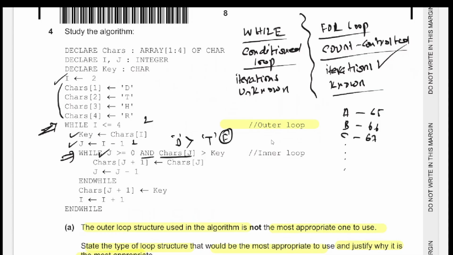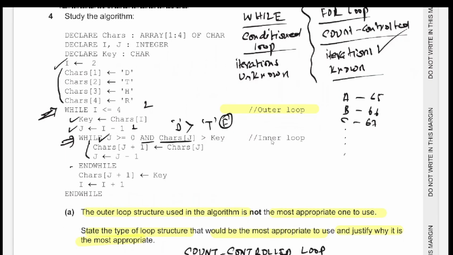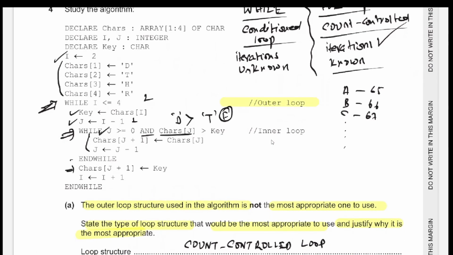AND says if both conditions are true, only then you can run these two lines. But here one condition is false, so we'll skip this. And when the condition is false, we move to this char. Now what is in the char? J plus 1.